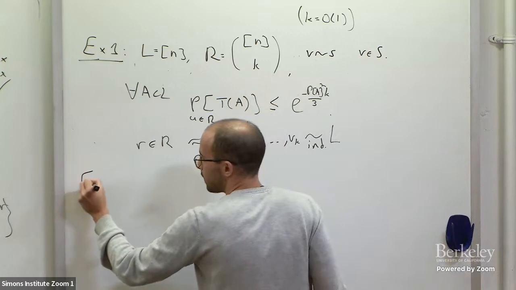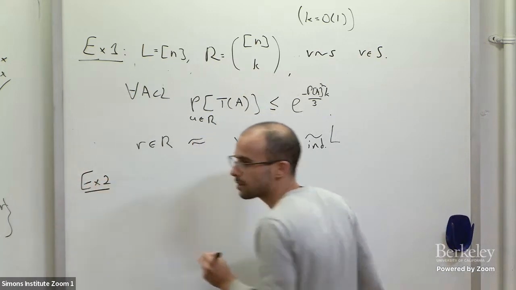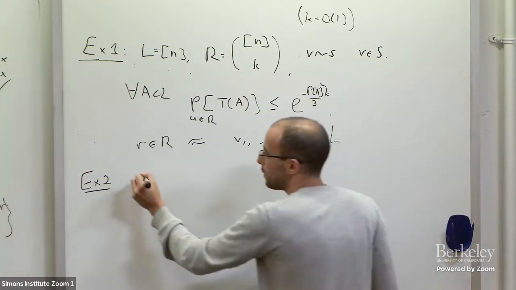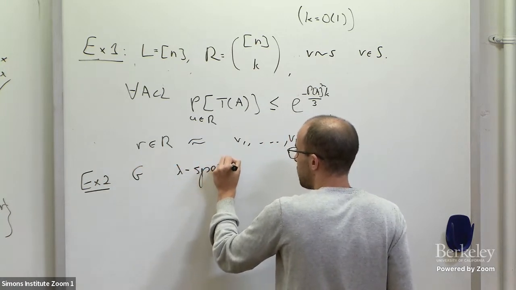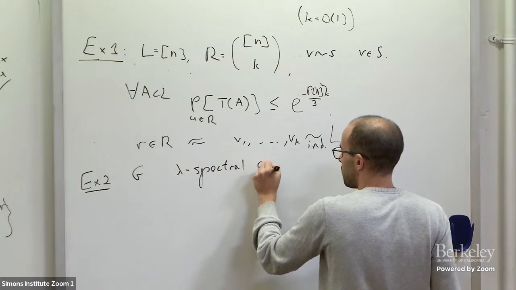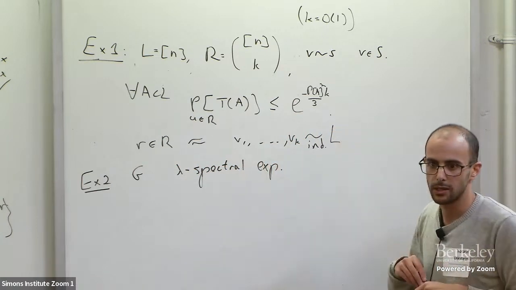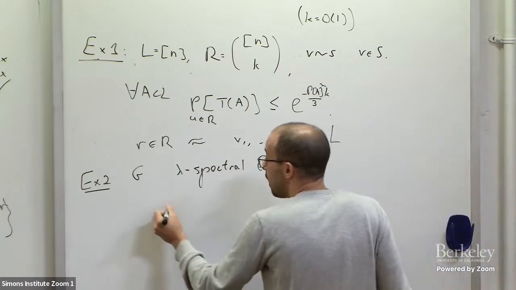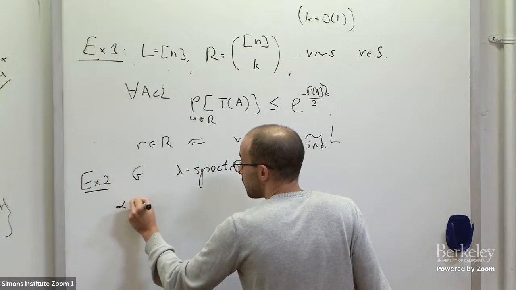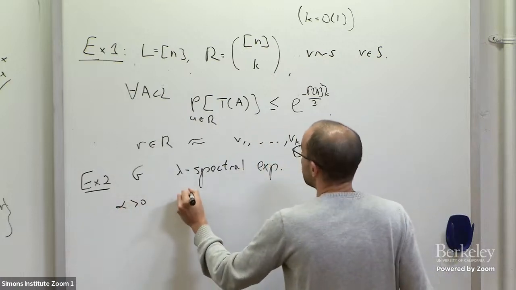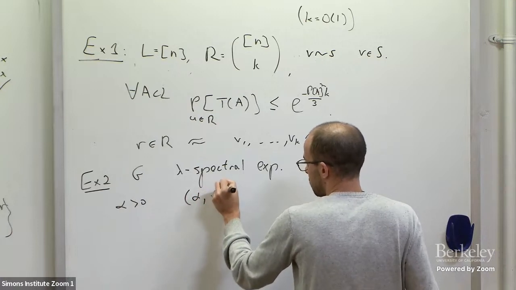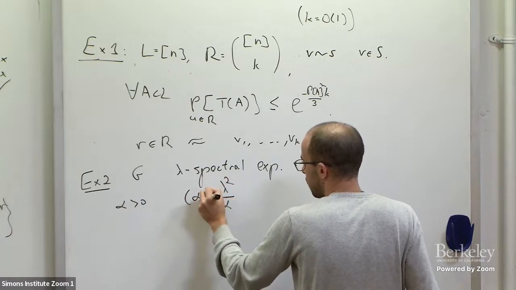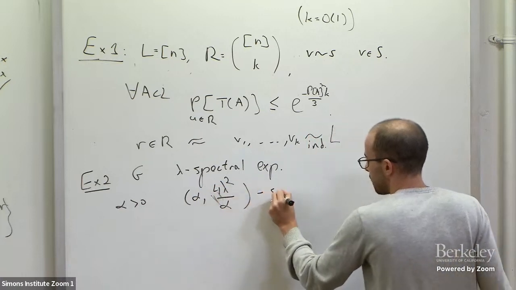The second example, which will be more modest in parameters, is that if G is a lambda spectral expander, so it's a bipartite graph, but it can be a one-sided lambda expander, you will still get, for every alpha greater or equal to 0, that G is roughly a lambda squared over alpha sampler.